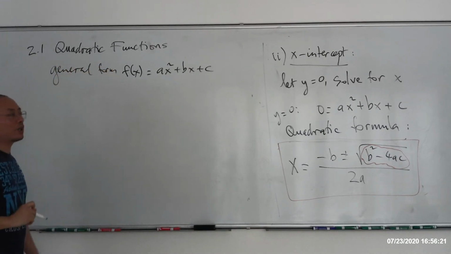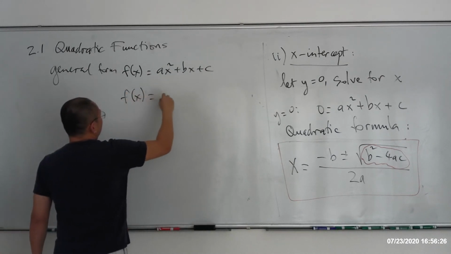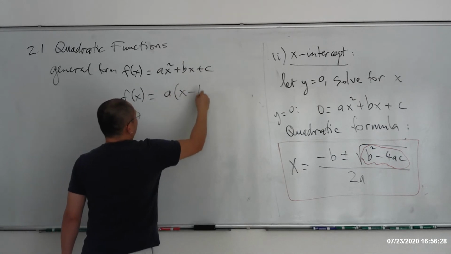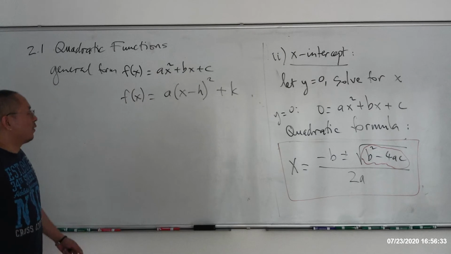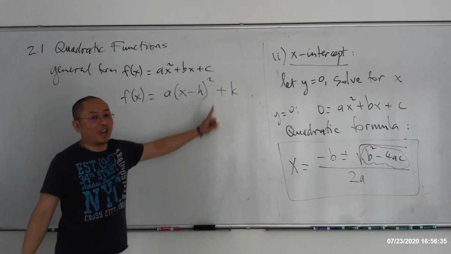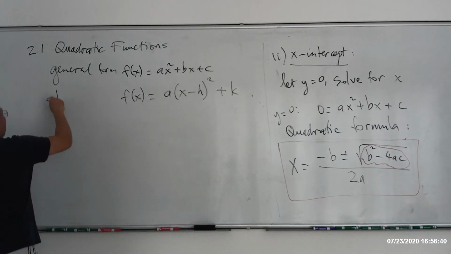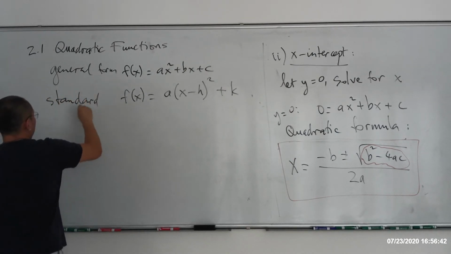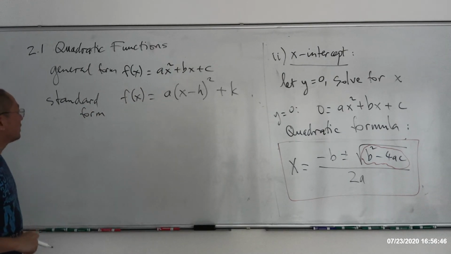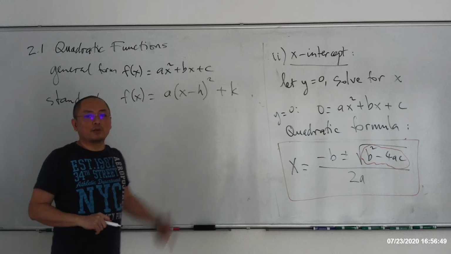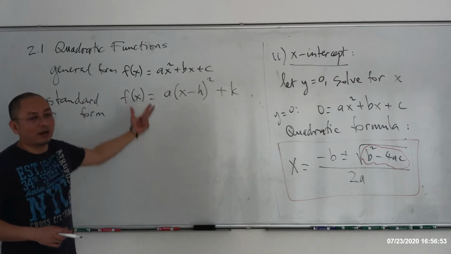Okay? Now I'm going to show you another form. This one: f of x equals a times x minus h squared plus k. I usually call it the vertex form. You see why? The h came here. We learned that before, but it actually has a formal name called the standard form. So if you write the quadratic function this way, we call it the standard form of the quadratic function. It's another way of writing a quadratic function.